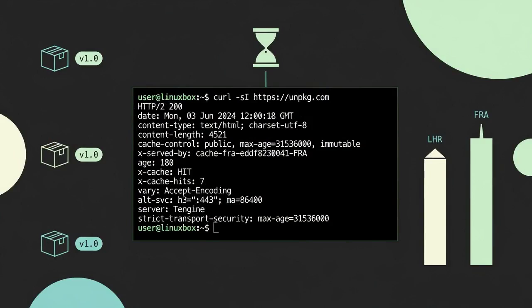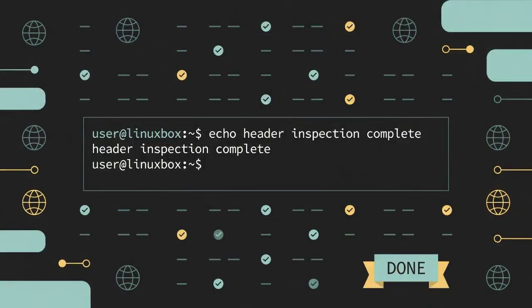Our final inspection targets the unpkg CDN. The Age header of 180 tells us this asset has been sitting at the edge for 3 minutes already, and the long Cache-Control TTL of 31,536,000 seconds, a full year, matches the immutable nature of versioned package files. We close the session with a simple echo confirming the inspection run is finished.